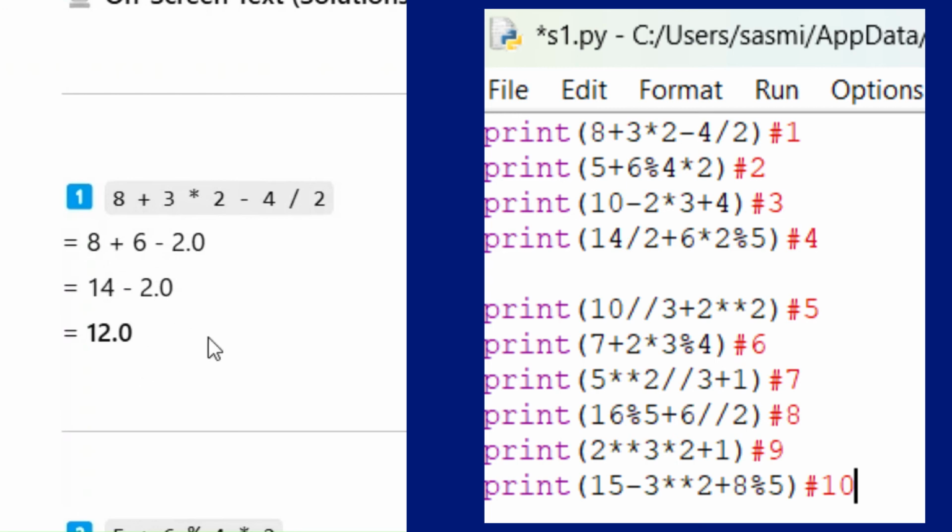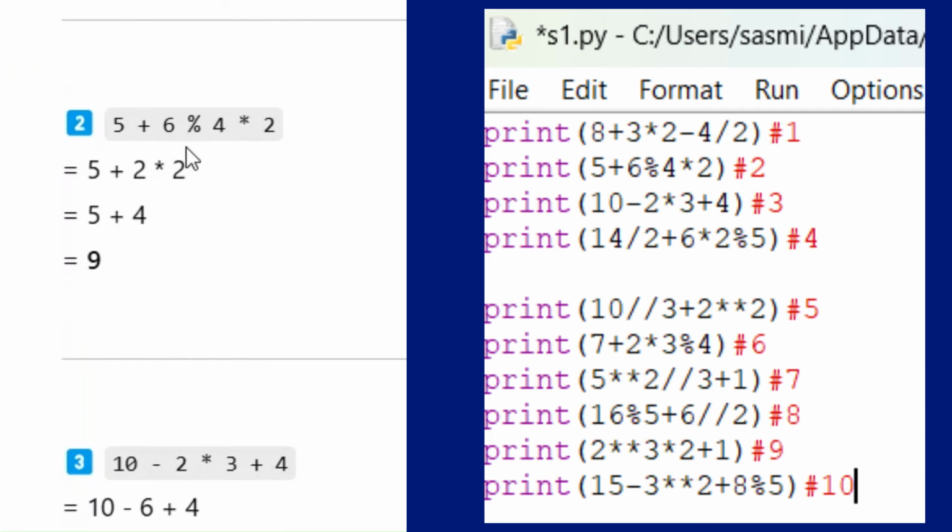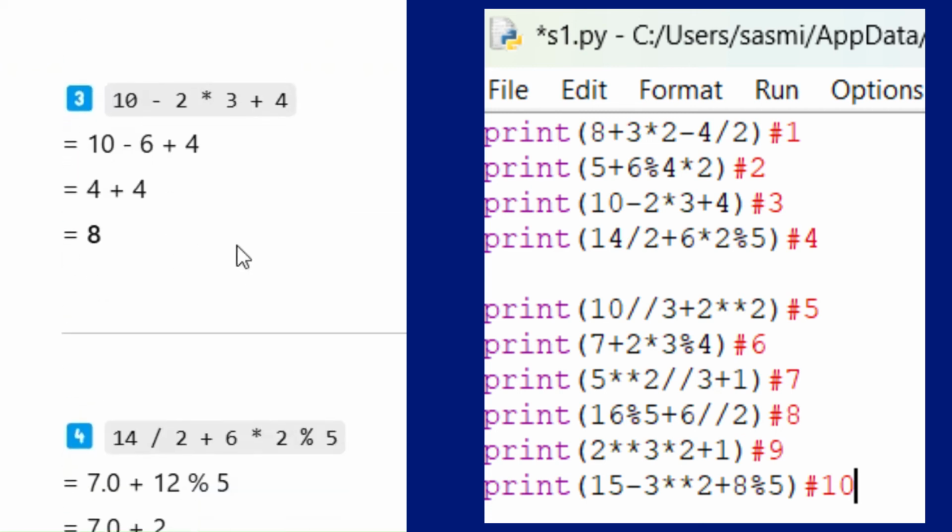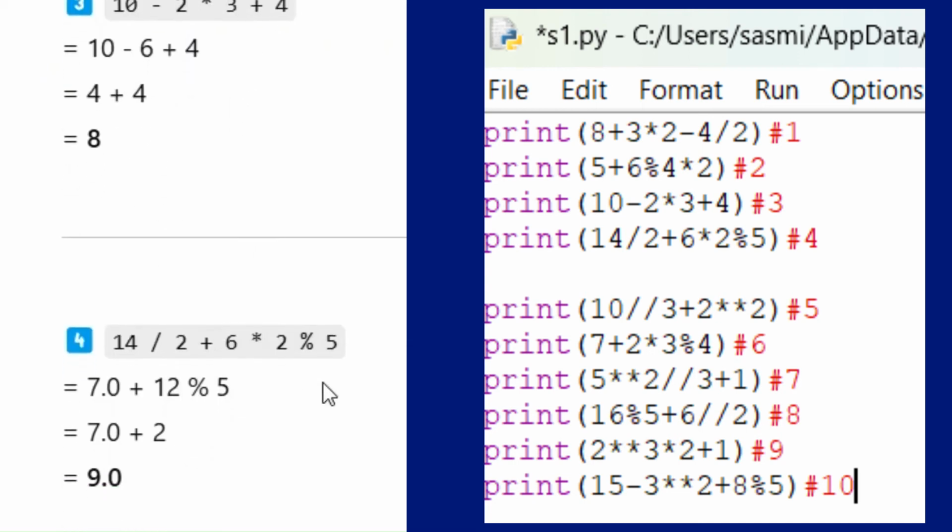2. 5 plus 6 modulus 4 times 2. First, modulus. 6 modulus 4 is 2. Then, 2 times 2 is 4. Now add 5 plus 4. Final answer is 9. 3. 10 minus 2 times 3 plus 4. Start with multiplication. 2 times 3 is 6. Then subtract. 10 minus 6 is 4. Now add 4. Final answer is 8.